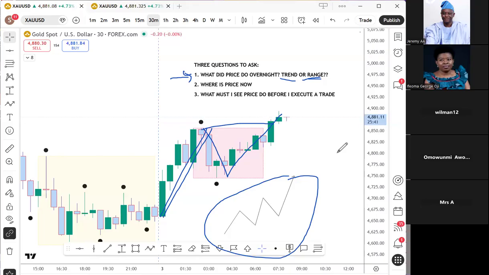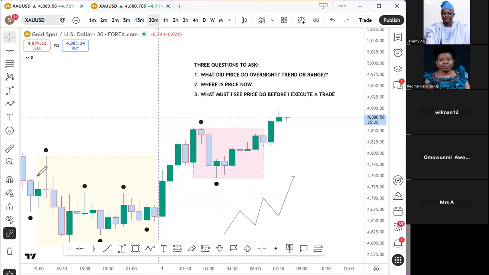You don't need some guru somewhere to be telling you, oh, price is now trending upwards. You can see it yourself. That's the beauty of these things. You can see it yourself, and then you can follow through with that process. So it then says, next thing, where is price now? So you just note where price is right now.